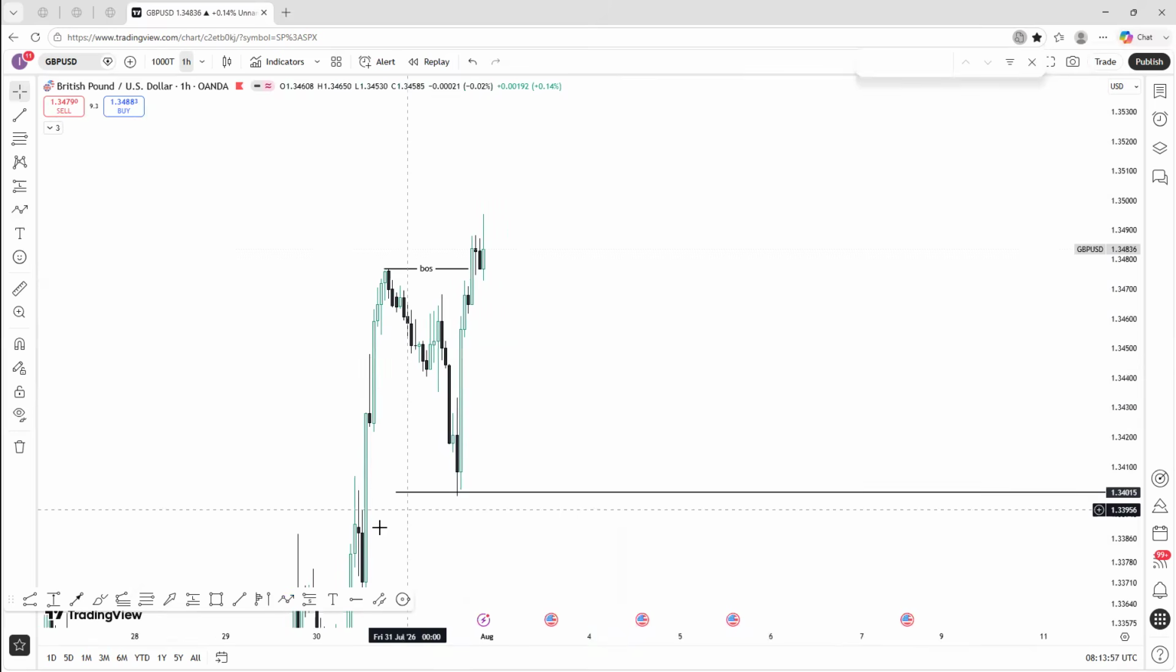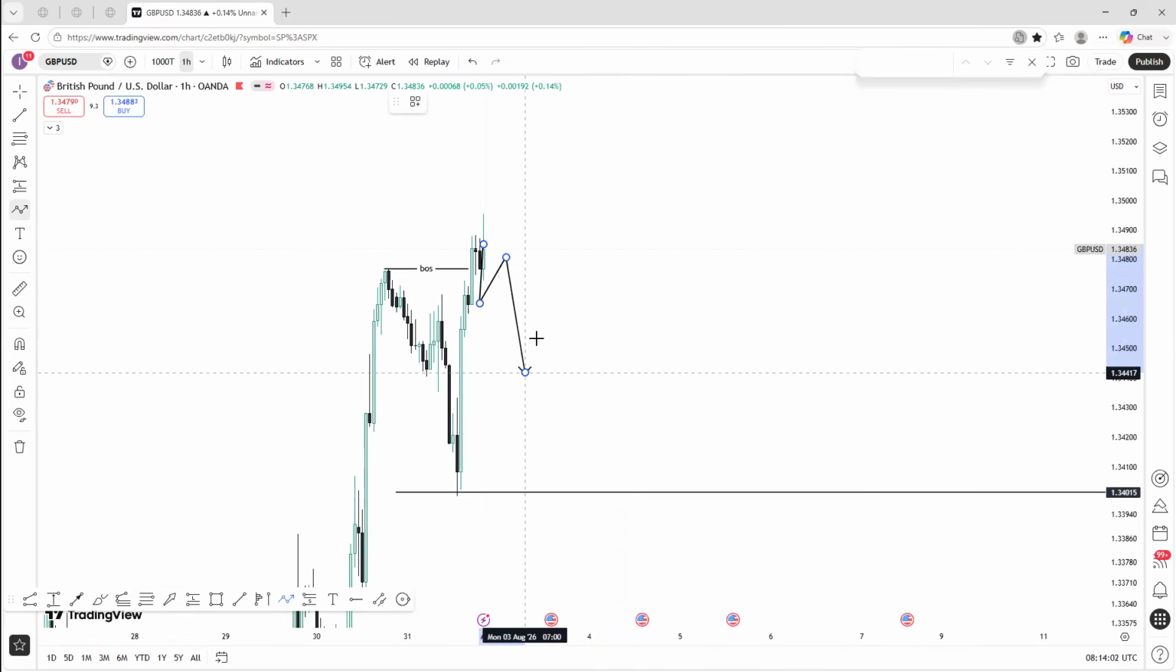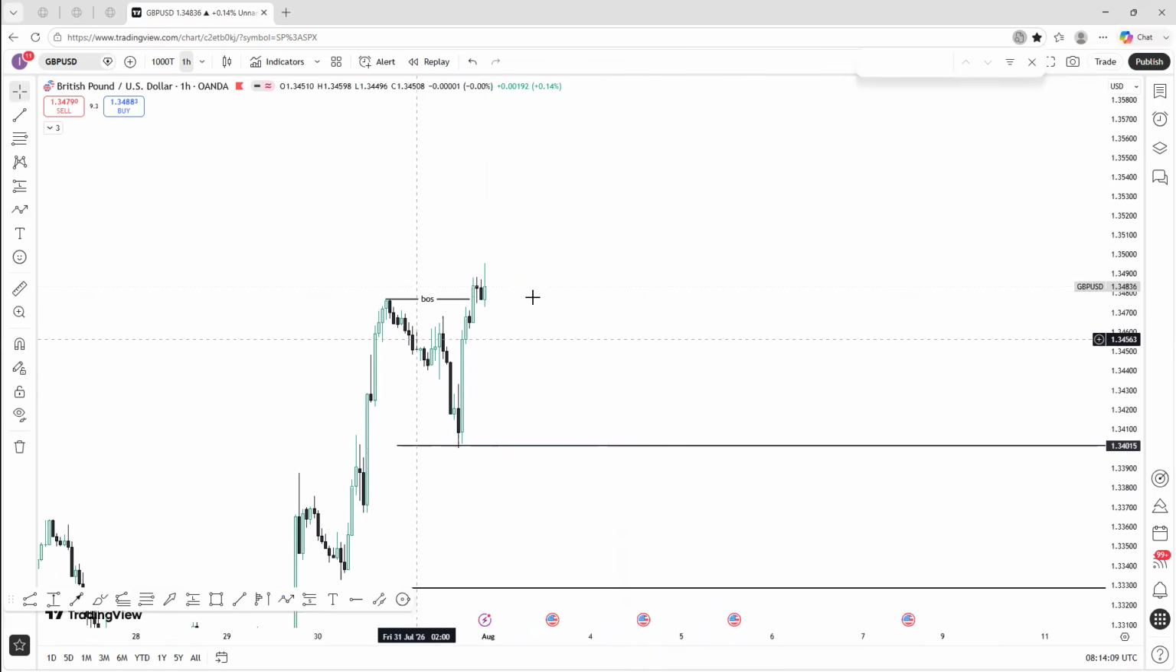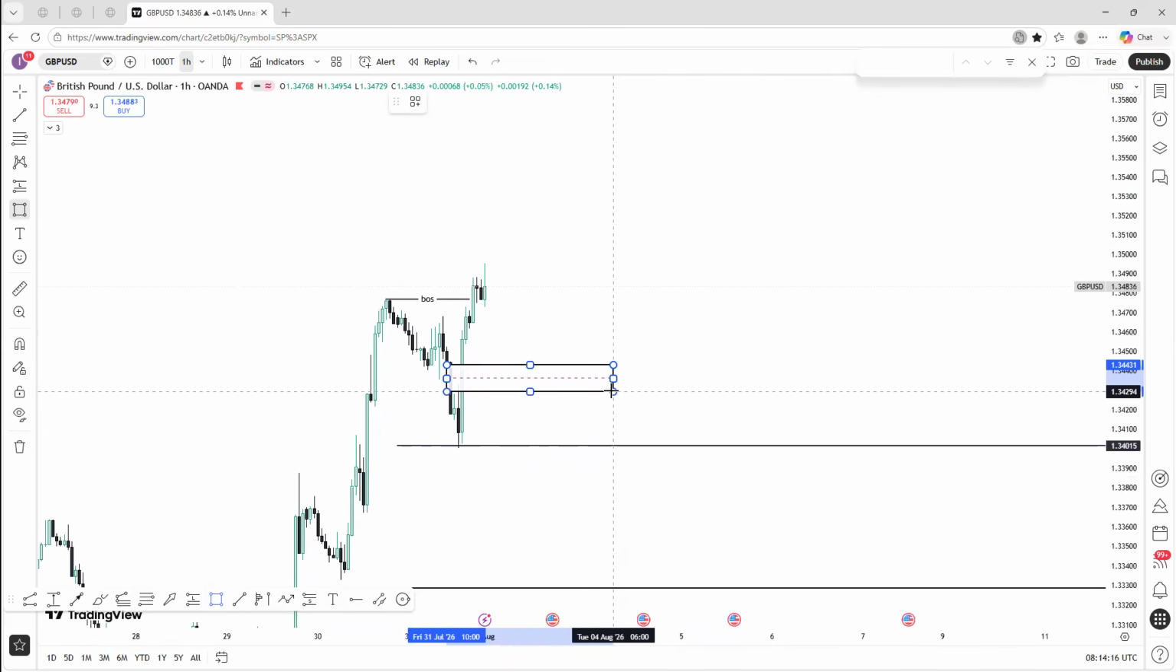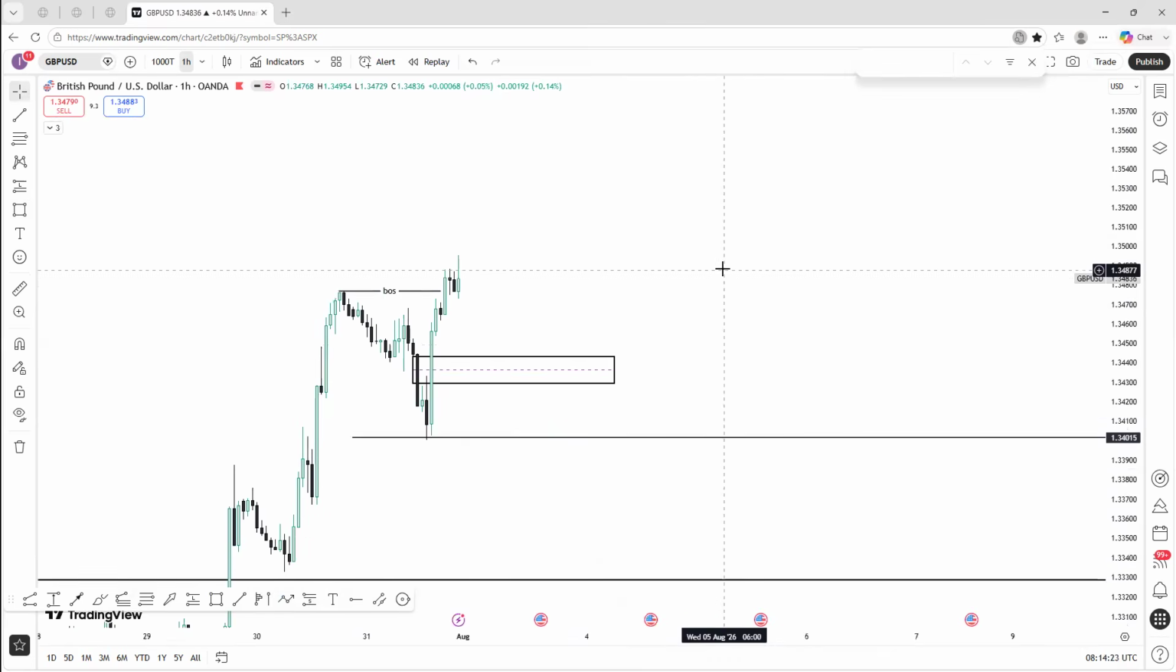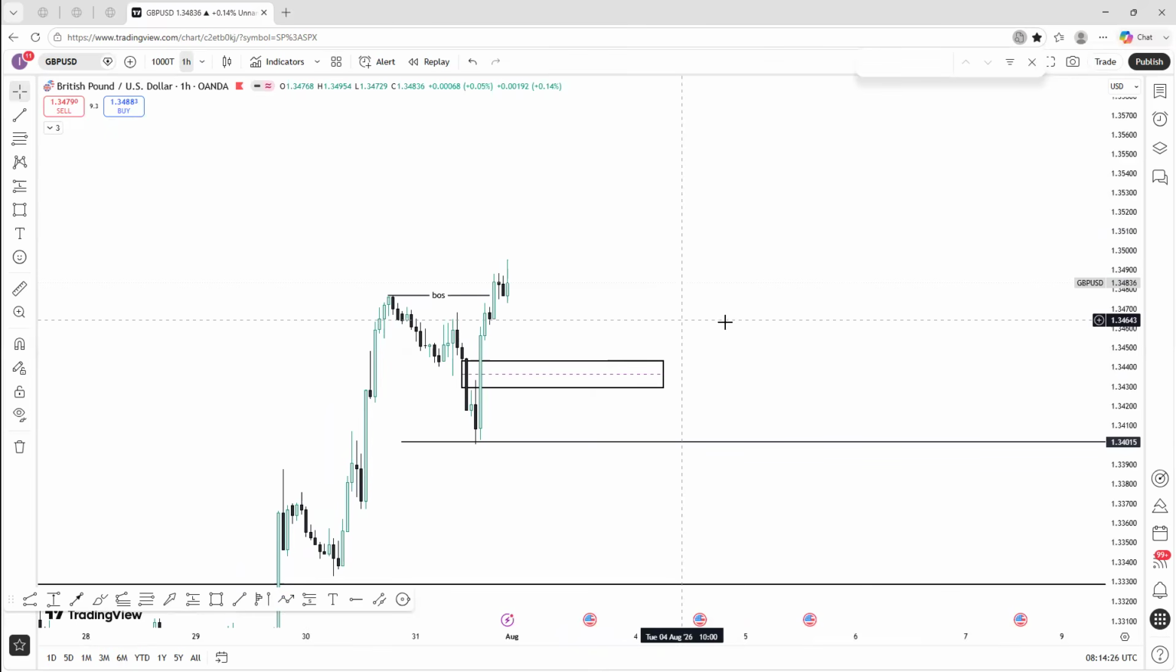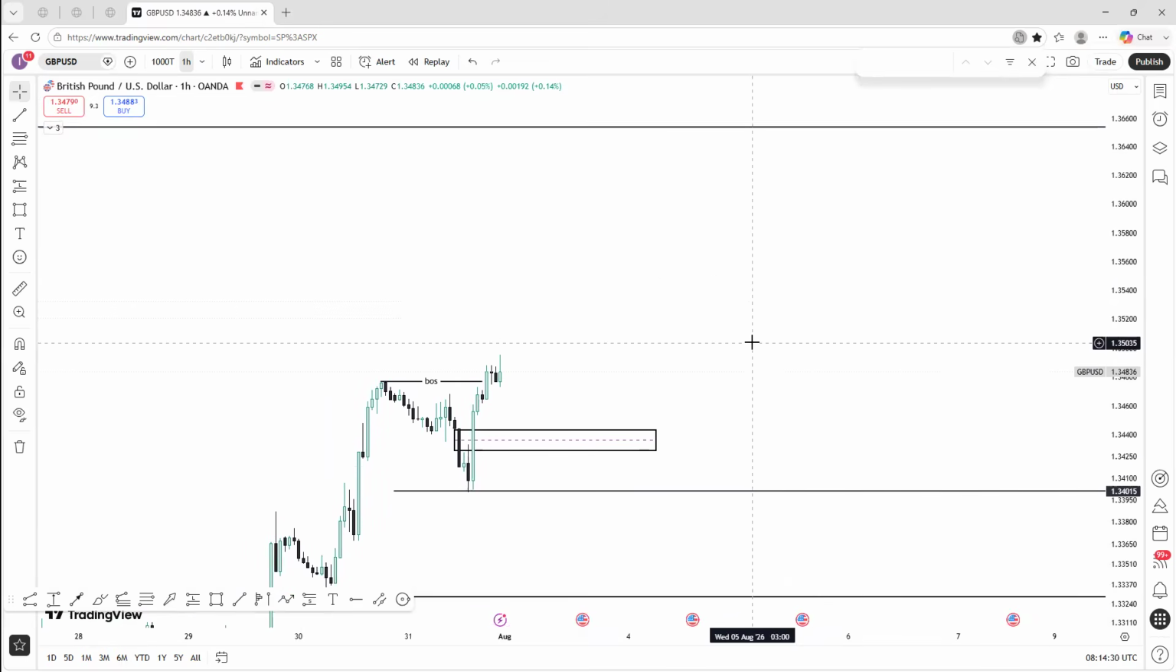After the break of structure, we expect price may create a pullback to the discount level, and then later continue with the upward trend. So here on the discount level, we have some points of interest. Firstly, we have this BPR, that is, the inverse FVG that overlaps with the H1 order block. It will be a high probability point of interest.